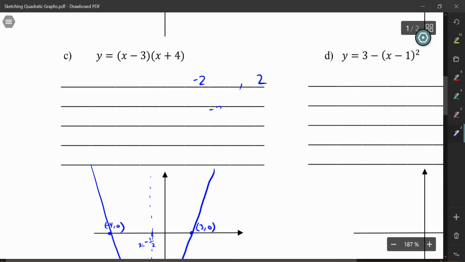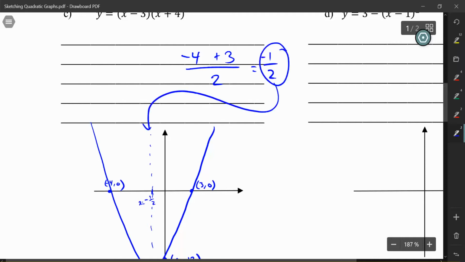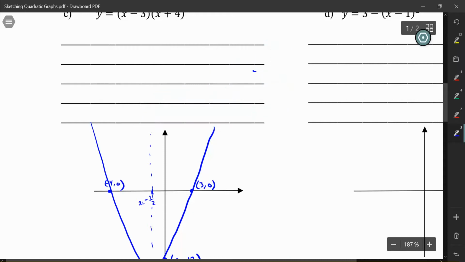So negative 2 plus 2, divided by 2. Yeah, you know how to find the average: add the sum of numbers divided by the number of numbers. So in our case here, it was negative 4 as my x-intercept, plus my other x-intercept, 3, divided by 2. So negative 4 plus 3 is negative 1, divided by 2. x is negative half, which is what I have. Finding the average is another way to find the middle.